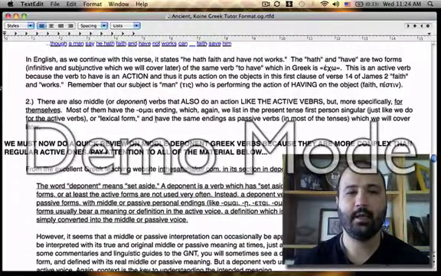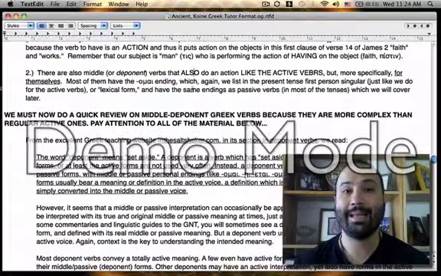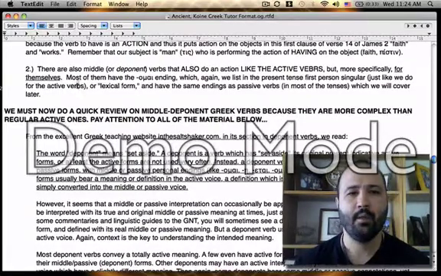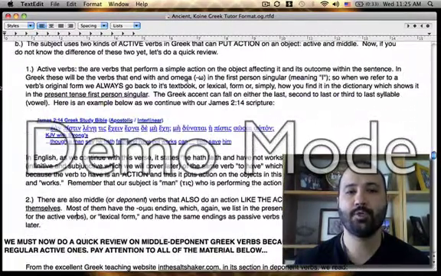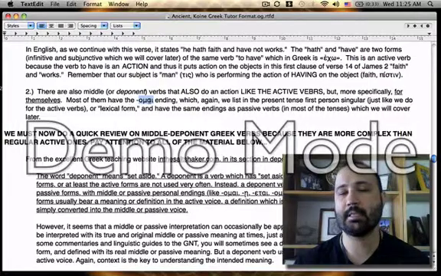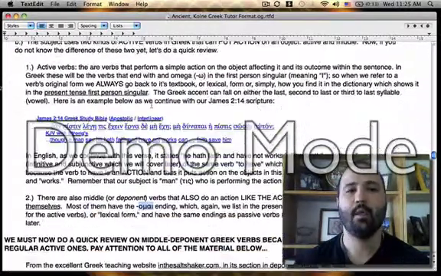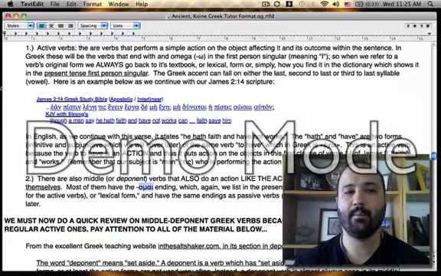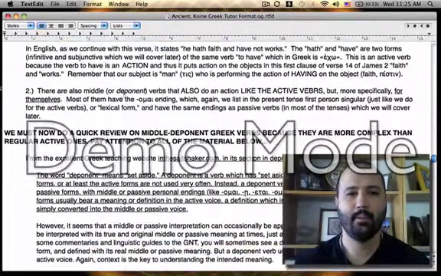This is our second type of verb. There's also the middle or deponent type of verbs that also do action like the active verbs, but more specifically, they do it for themselves, for a specific purpose. Most of them have the ome ending, omicron mi alpha iota ending, not the omega ending, which was what we described with active verbs. This is how you're going to find it in its present first person singular form in the dictionary when you're looking it up. This is what a deponent is.